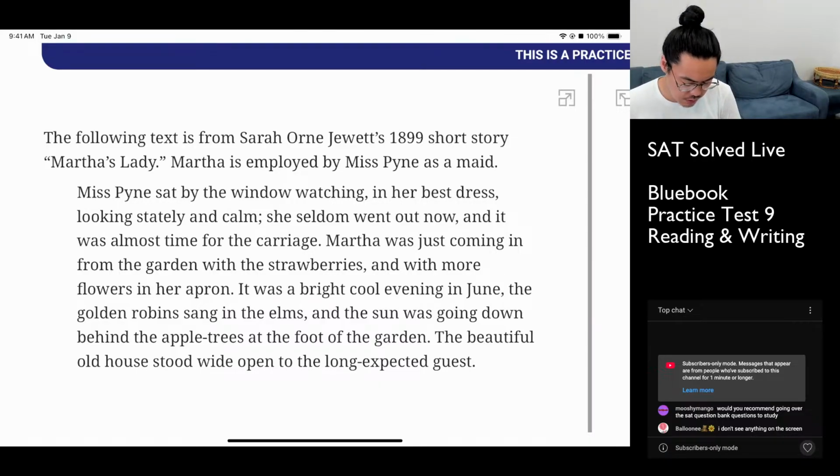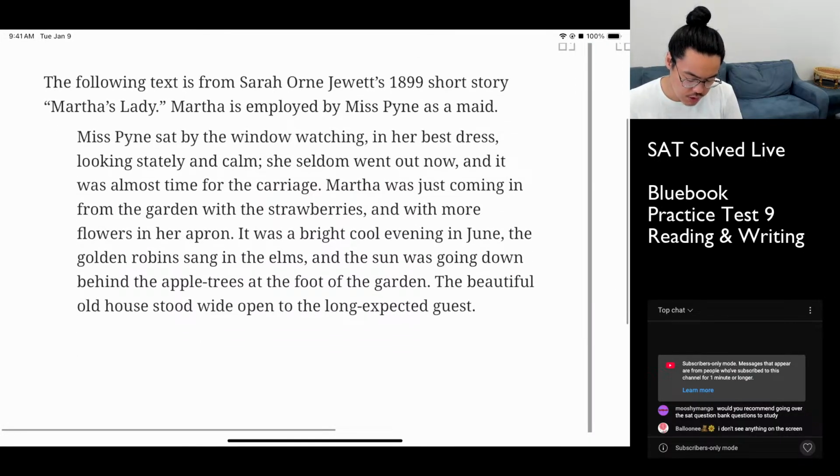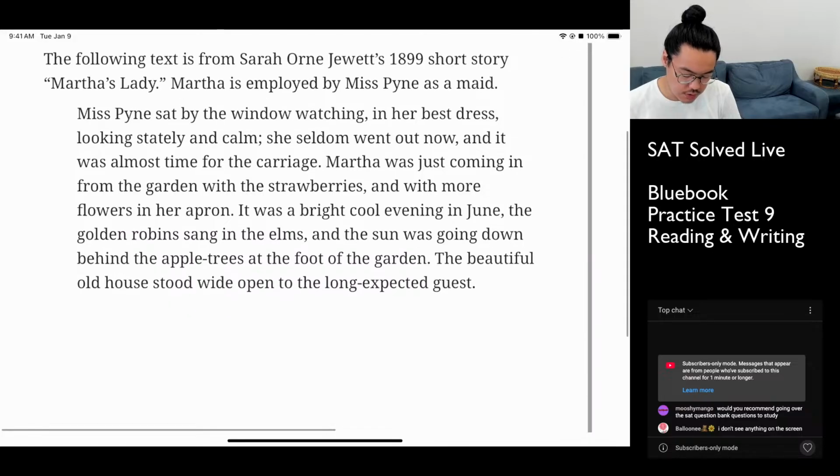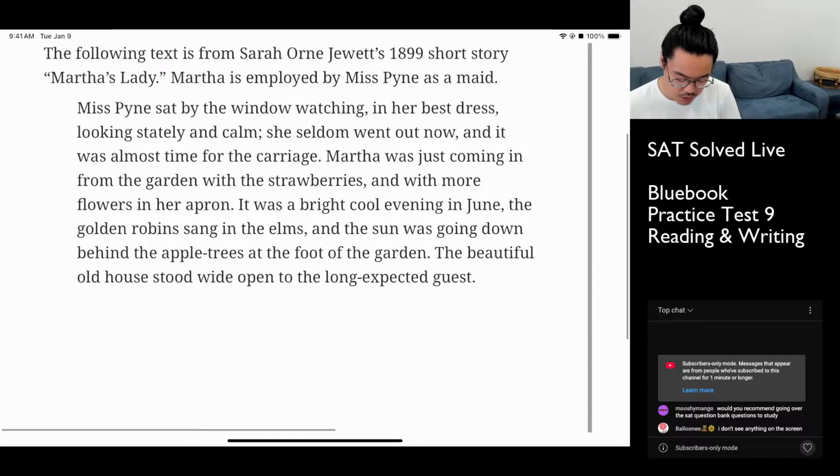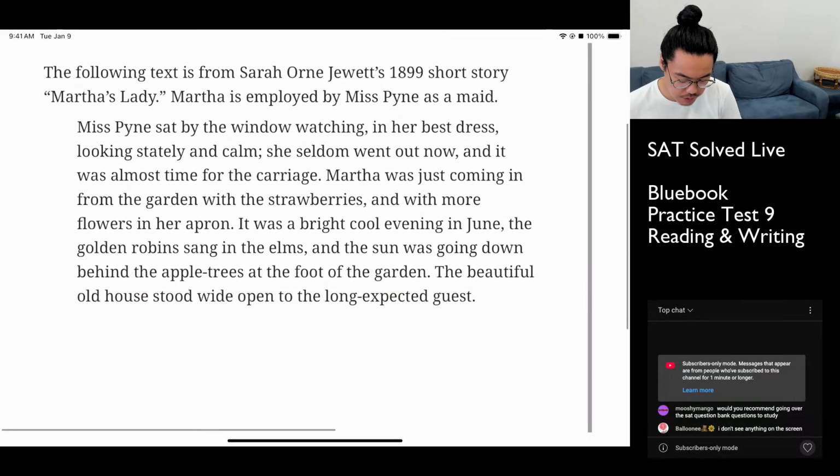Okay, number, I think 6. I think we're on 6 right now. Martha is employed by Miss Pine as a maid. She is sitting by the window watching in her best dress. Wait, Miss Pine is the employer. And Martha, okay, so Martha's lady is Miss Pine. So she's sitting by the window. She doesn't go out much. It's time for the carriage. A carriage is coming out to her, like a wagon. Martha was just coming in, the maid.